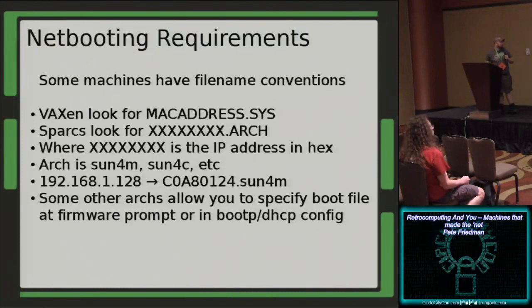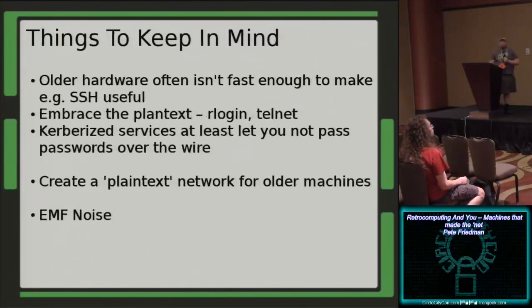And newer machines, the SPARC 64s and Alphas, you can actually specify the boot file in the PROM, which makes that much more simpler, which is another reason why I recommend starting newer and working back. One thing to also keep in mind is embrace plain text, right? These machines are often not computationally fast enough to make SSH useful. I suggest creating basically a separate plain text network that you put these machines on, and that way you can use things like Telnet and rlogin and not have to worry too much about what's going on.